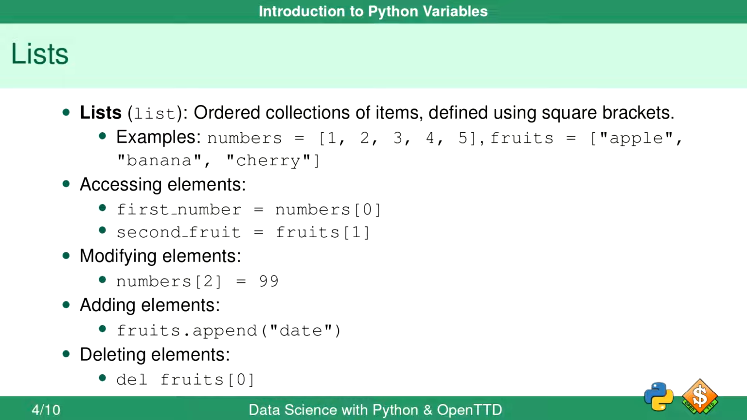We can modify elements by assigning a new value to a specific index, such as numbers with index 2 in square brackets equals 99. We can add elements using the append method with parentheses, like fruits.append with date in parentheses. To delete elements, we can use the del keyword followed by the list name with the index in square brackets, such as del fruits with index 0 in square brackets.